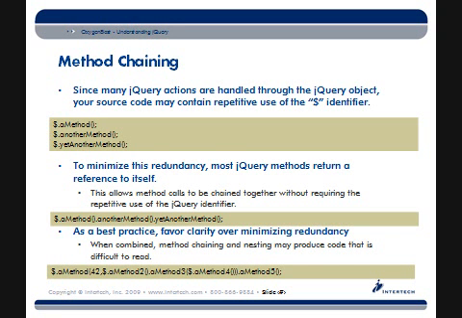You'll see I have $.a method, $.another method, $.yet another method. So, your code can start to become very, very repetitive. And if you want to reduce that redundancy, that repetition, you'll see an example below where I'm able to call a method, and then right after that, I'm able to put another method and yet another method.